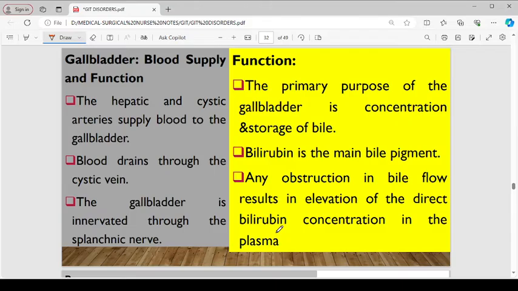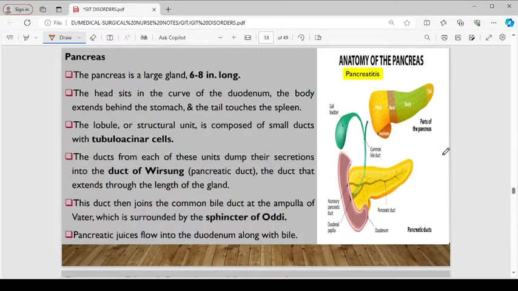The blood supply: we have the hepatic and cystic arteries supplying the gallbladder. Blood drainage is through the cystic vein. The gallbladder is innervated through the splanchnic nerve. The primary function of the gallbladder is the concentration and storage of bile. Bilirubin is the main pigment of bile. So any obstruction in the bile flow will result in elevation of direct bilirubin concentration in plasma.